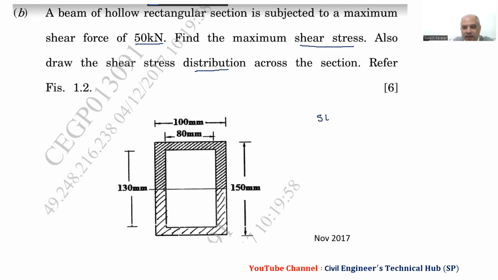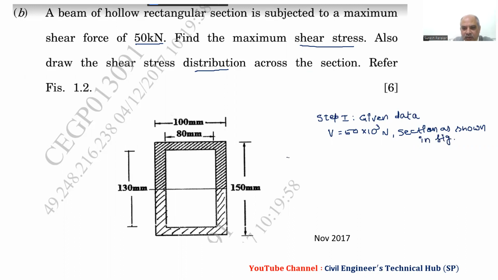So we have step 1, given data. V max is given, that is 50 into 10 raised to 3 newtons, and the section is as shown in the figure.